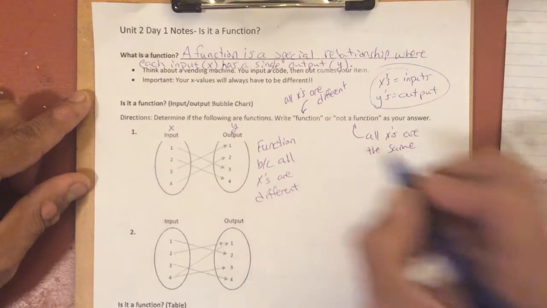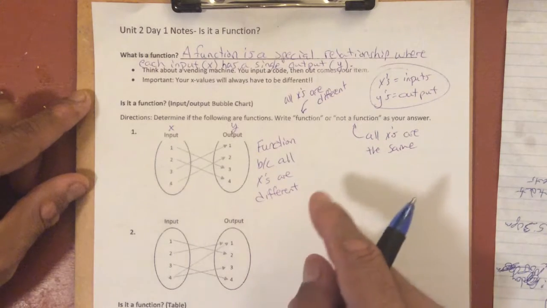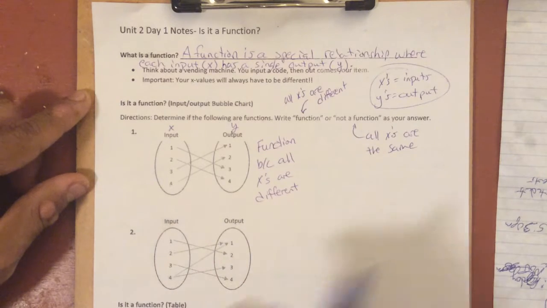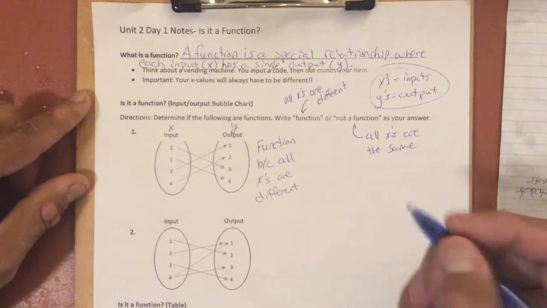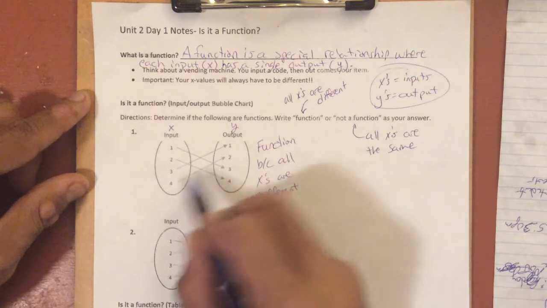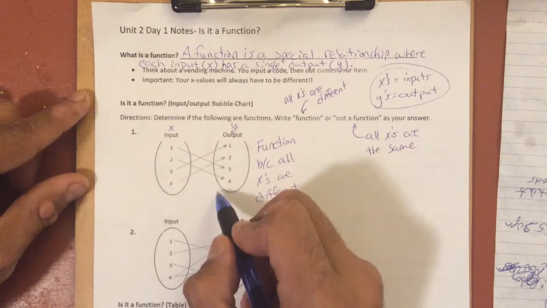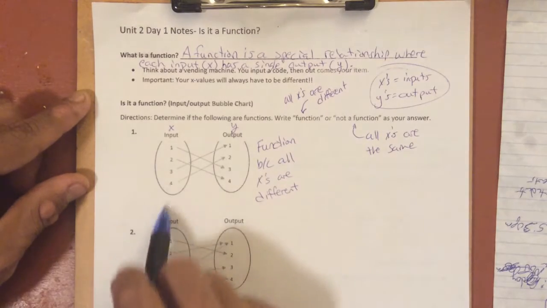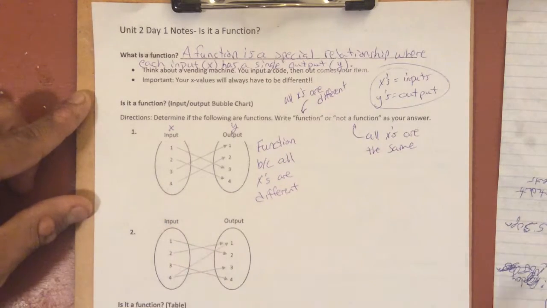And I'm going to write down the explanation as to why each item is a function or not a function, just so we can be clear. Okay? So basically this bubble chart or mapping chart is a function because all of my x's are different. Okay? Now let's look at number two.